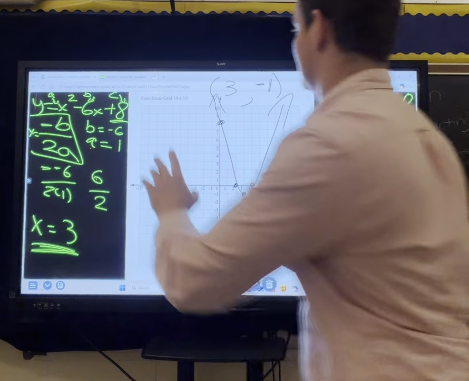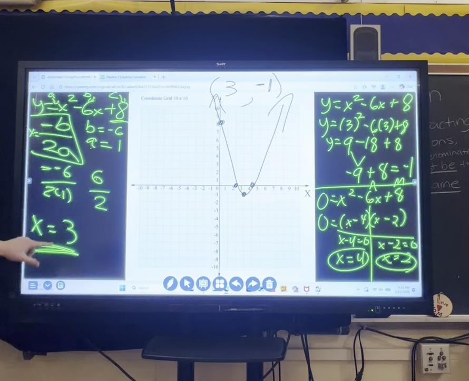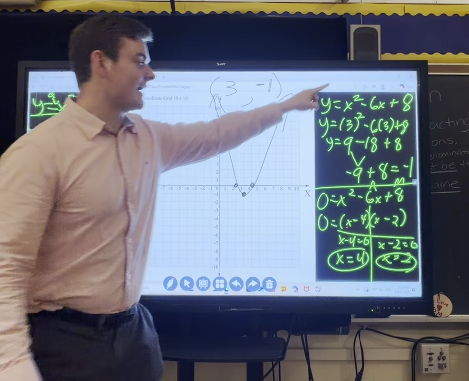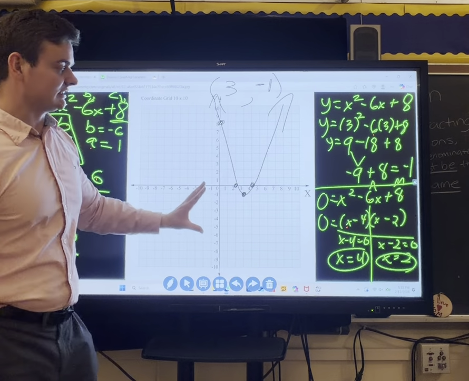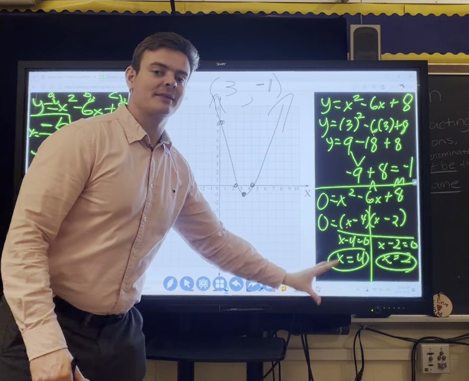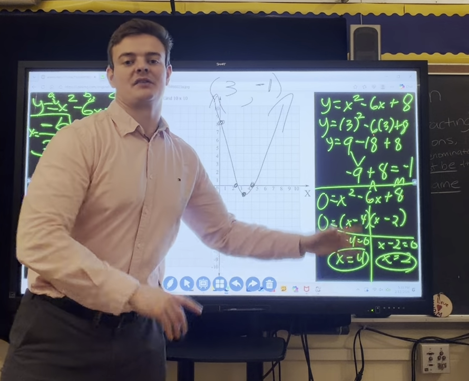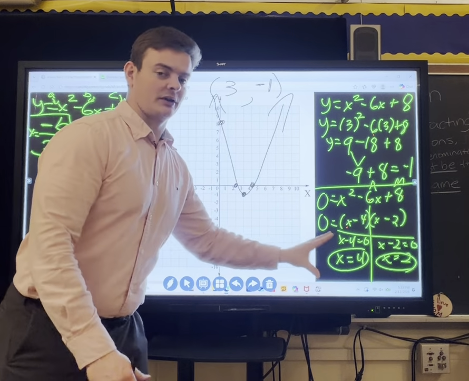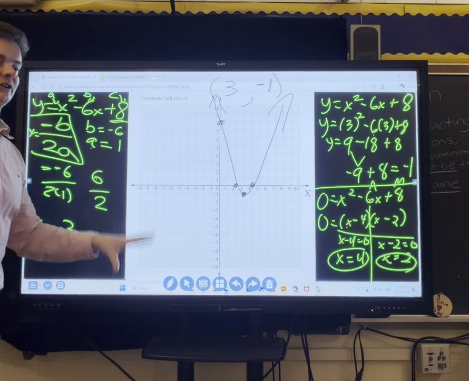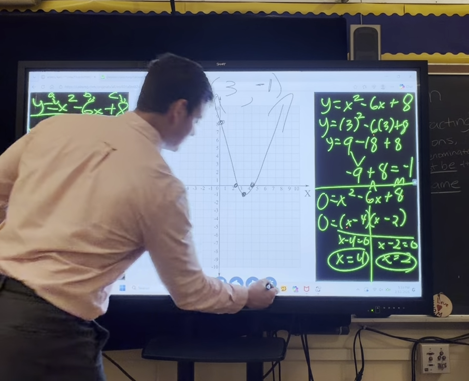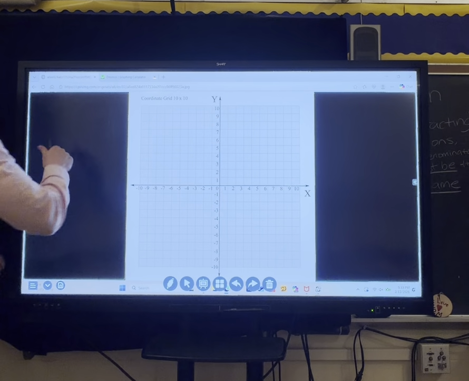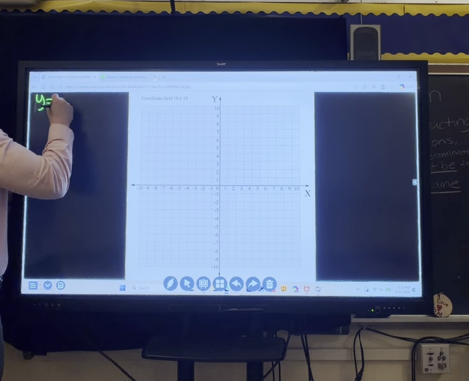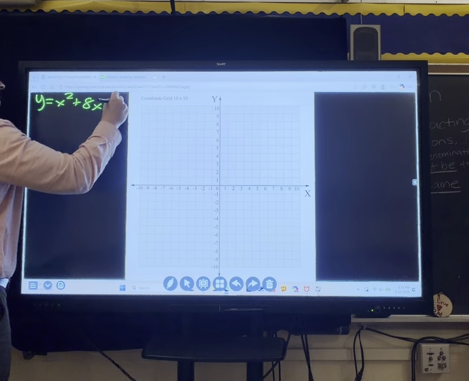Really quickly. Negative b over 2a. Found my x. Plugged my x in. Got my y of negative 1. That was my vertex. This was solving a and m to get the x-intercepts, which is going to be a different video. I did it quickly. This is my first example. I got more. The next one I want to do, y equals x squared plus 8x plus 7.